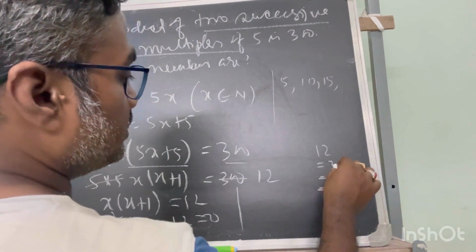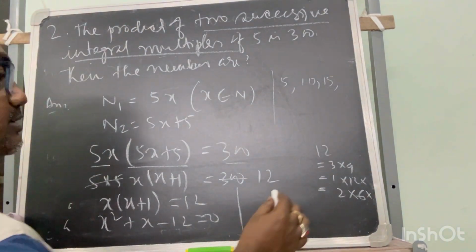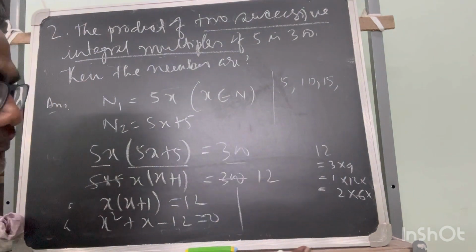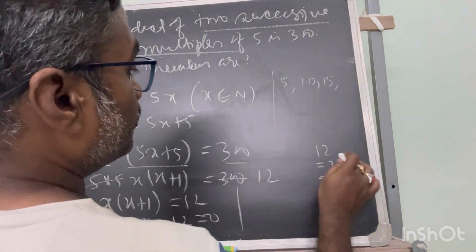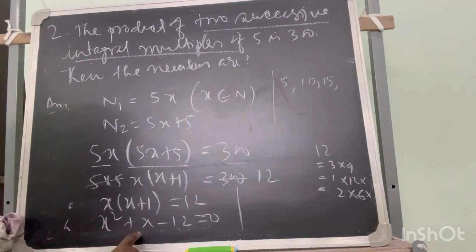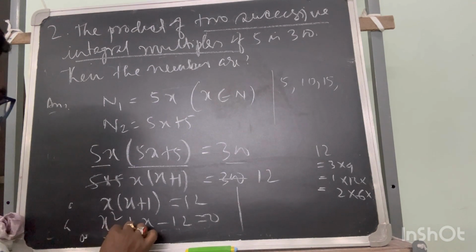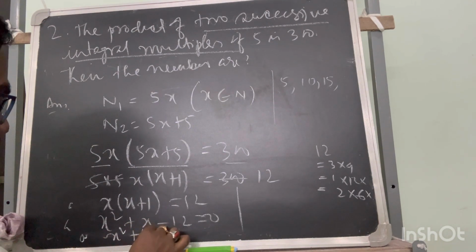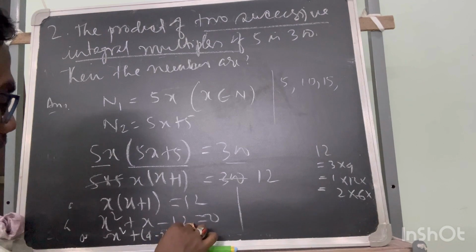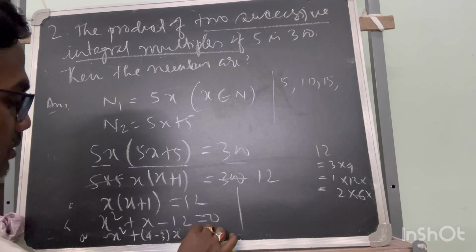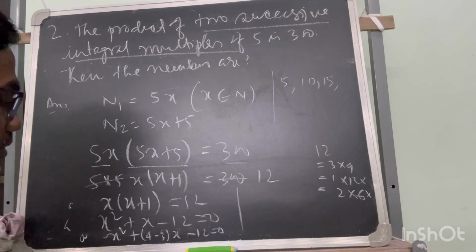That is also not done. The only possibilities are 3 and 4 in between. Now let's see, 3 plus 4 is 7, that is definitely not. 4 minus 3, I am getting 1. So that would be my solution. 4 minus 3, I will write it like that, minus 12 is equal to 0.